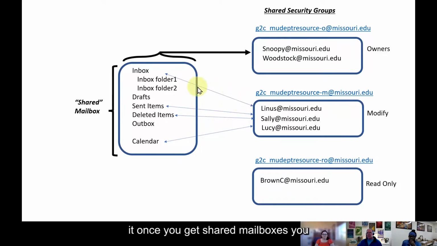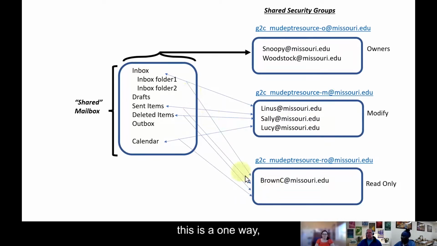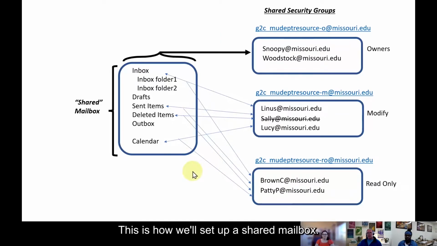Once you get shared mailboxes, your IT pro will help you set this up, but I'm going to show you how to do it. We never want to assign permissions to individuals. We only want to assign them to groups, okay? Even with Charlie Brown down here, just because Charlie's the only one in the read-only group, we never want to assign it just to Charlie Brown. I'll show you why in a second. This is going to be our ideal setup, and this is how we'll set up a shared mailbox.